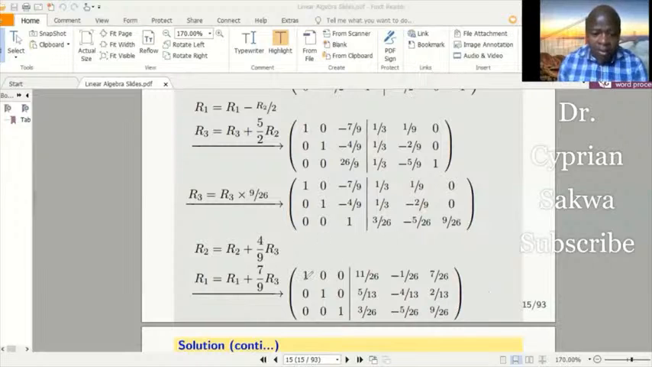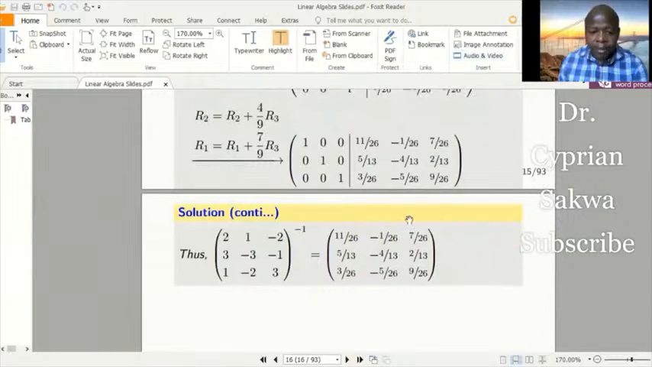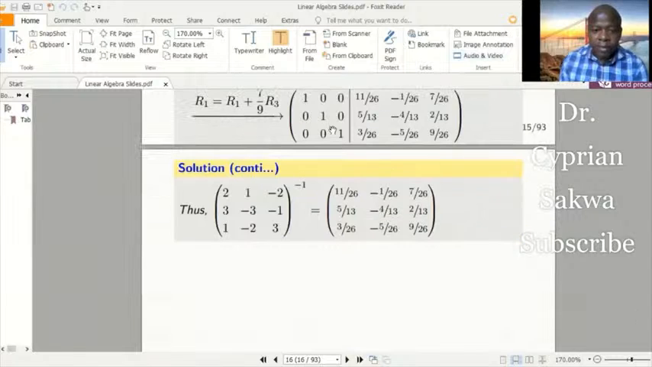Now you can see that we have achieved the identity matrix in this position, so whatever is here is the inverse that we wanted to get. So that is the inverse. And that's what we have. So that's how we use the Gauss-Jordan or row reduction method to find the inverse of matrices.